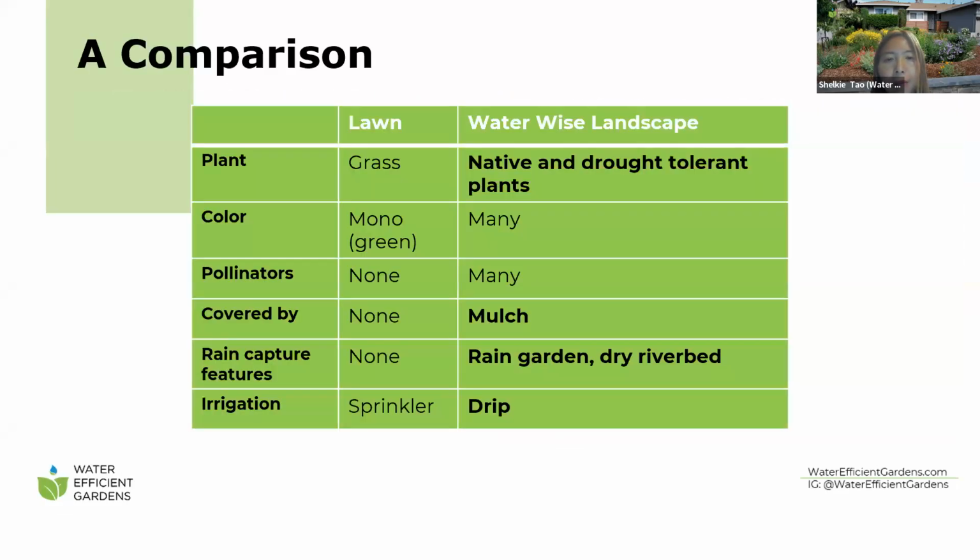And then most of them have some kind of rain capture features, either a rain garden or a dry riverbed. And the irrigation, that's another big difference too. For the lawn, it's sprinkler, but for the water-wise or new landscape, it's drip irrigation. So these are the key elements that make a landscape water-wise.